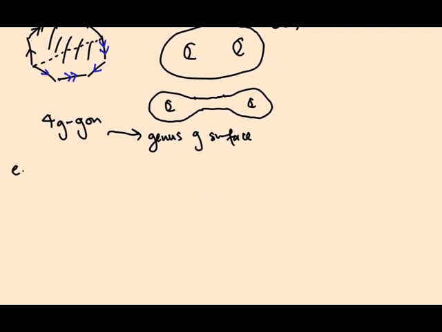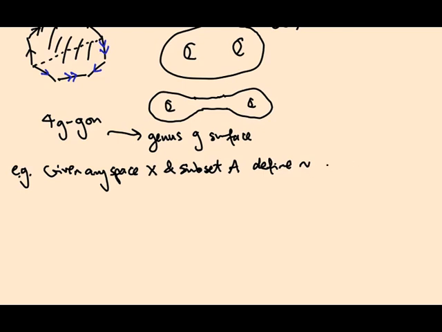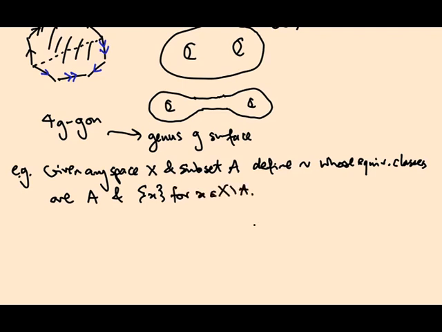Okay, another example of a quotient space. If I give you any space X and any subset A, you can define an equivalence relation whose equivalence classes are A, so the whole subset A is an equivalence class, and things of the form little x on its own, for points x that are not in A. So this is a lot like where we had the circle and A was the two endpoints of the interval that we were gluing together to get the circle.